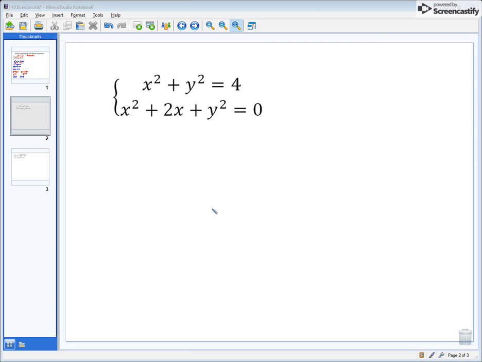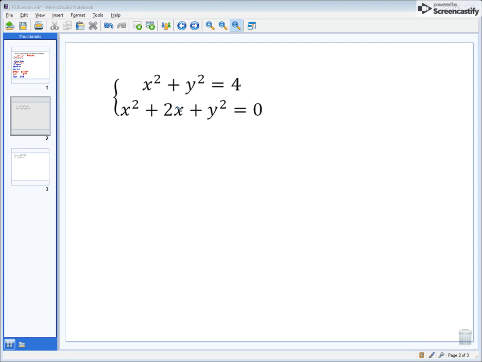For our next example, we've got x squared plus y squared equals 4. We also have x squared plus 2x plus y squared equals 0. Notice that they both have an x squared and they both have a y squared. I'm trying to get rid of all of one variable from the equations. So I have two options. I can use the x squared and plug that into the second equation, but that would still leave me with an x.